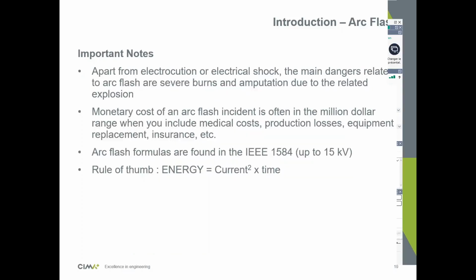So important notes about arc flash. So arc flash damages are due to the explosion of the arc itself. So arc flash happens when there's a short circuit inside a live electrical equipment, and then there's a blast which projects energy towards the worker. So the main danger for arc flash is severe burns and amputation. So arc flash can cause death, can cause major injuries and burns, and also can cause major monetary costs of an arc flash incident. And it's often in the $1 million range when you include medical costs, production losses, equipment.